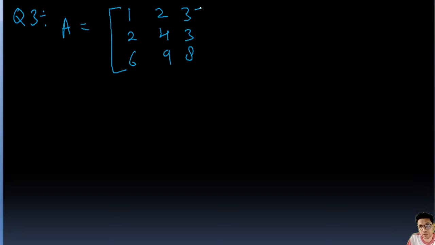Question number 3. This is also a very good question. We have been given A equal to 1 2 3, 2 4 3, 6 9 8. This is the given A.